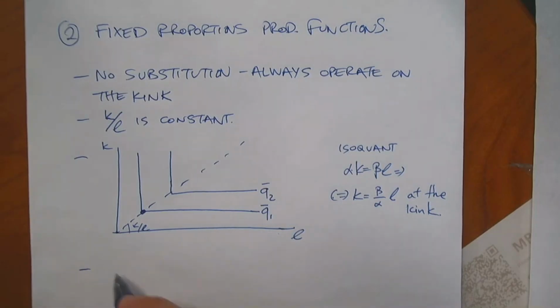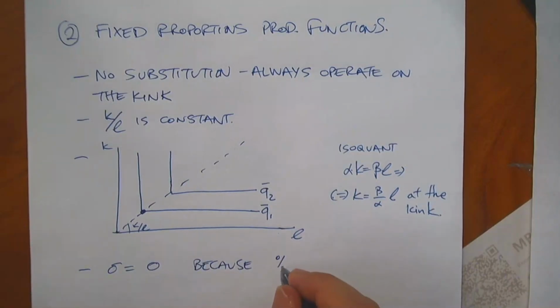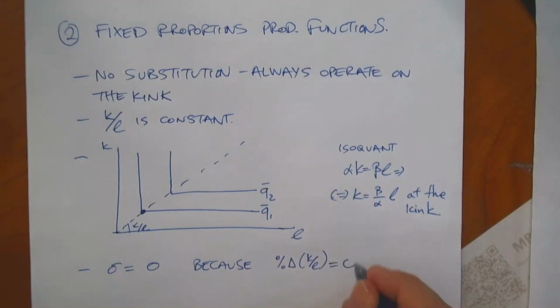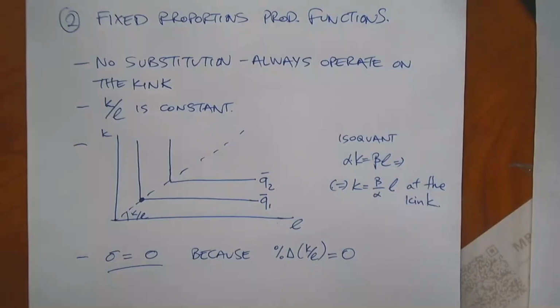The other thing is that your sigma here is equal to 0 because the change in the capital over labor ratio is equal to 0, so the numerator is 0. So sigma is equal to 0. There's no other ratio of capital and labor that's going to be used in a fixed production technology. Okay, so that's the first two examples, and then the next one I believe we're going to look at the Cobb-Douglas production function and maybe the CES, and then we're done with the technology side. We're going to start bringing in cost into the consideration here. Okay, that's all.